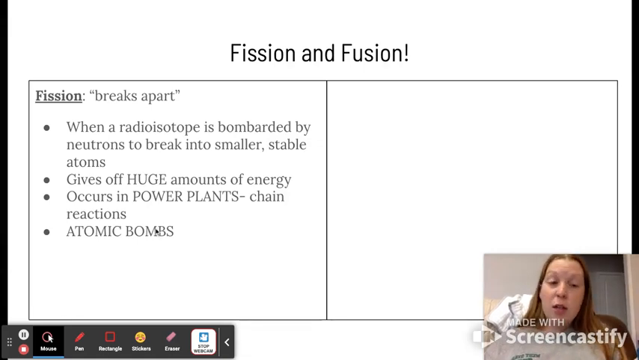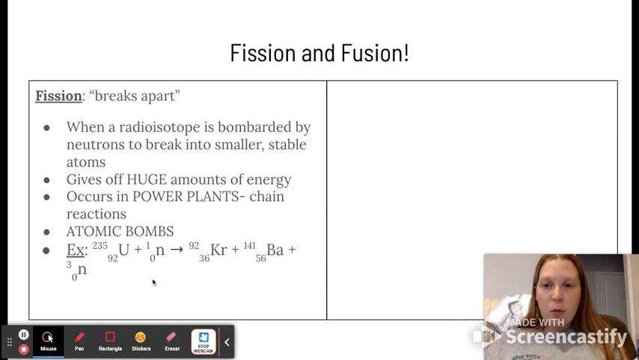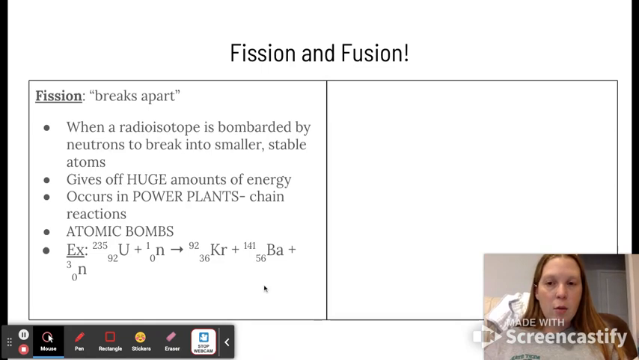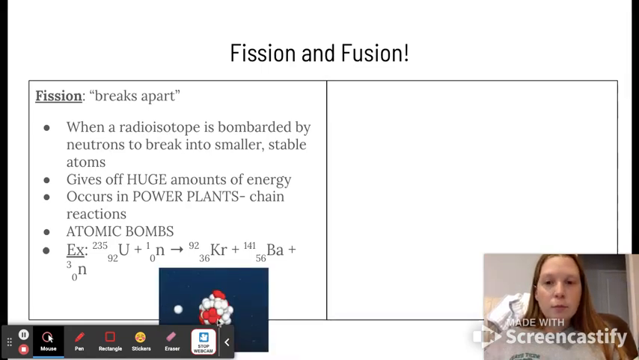And this is also what's used in atomic bombs. So here's an example of a fission reaction. You've got uranium 235. You hit it with neutrons, and it's going to break down into krypton and barium and give off 3 neutrons. And then the barium is the one that will keep breaking down when hit with more neutrons.